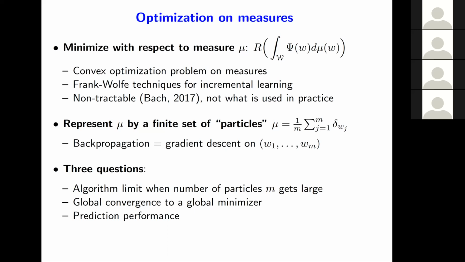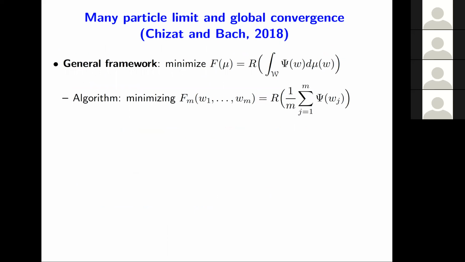This is the first result that we obtained with Lénaïc Chizat. Just a summary of the notations and this function of the measure, which is the risk, the square loss of my average of predictors. Each C of W is one single neuron parameterized by W, and the algorithm works by minimizing the loss directly on the particles.